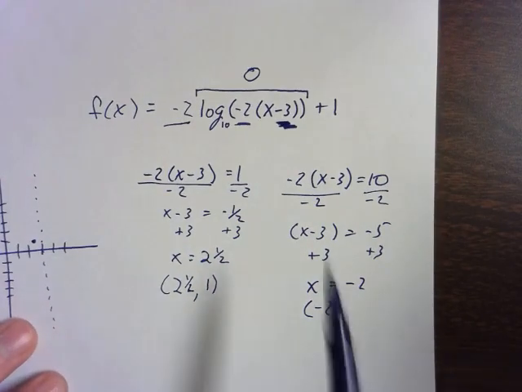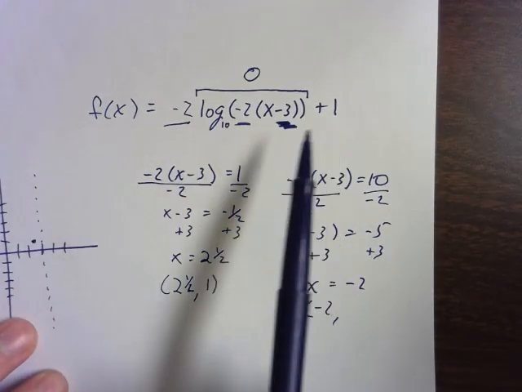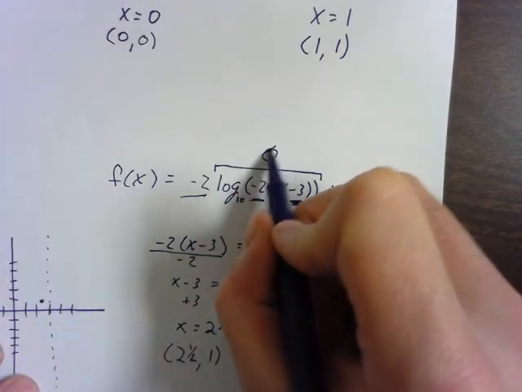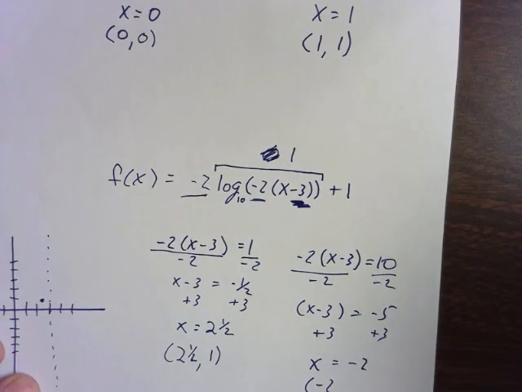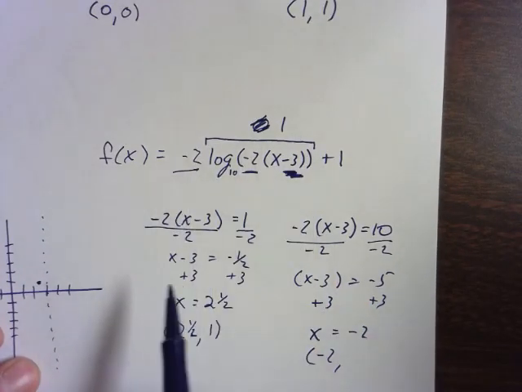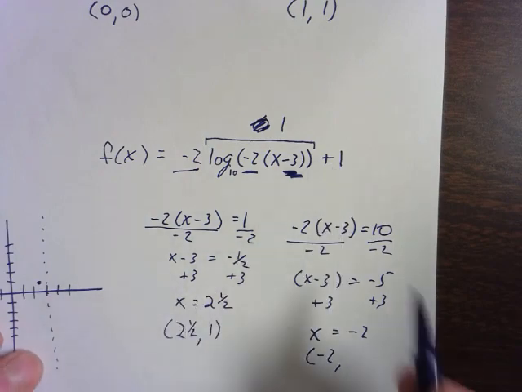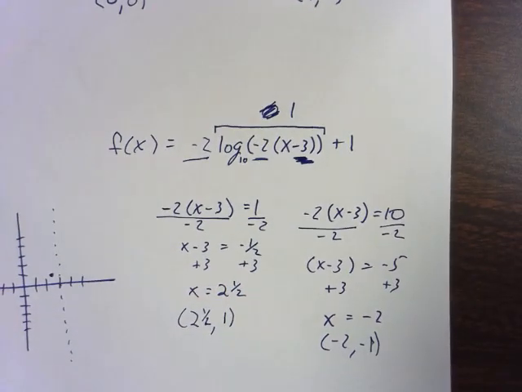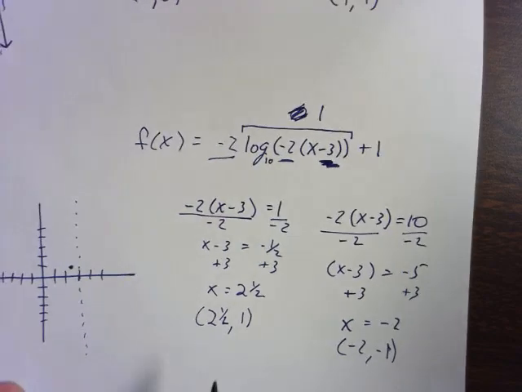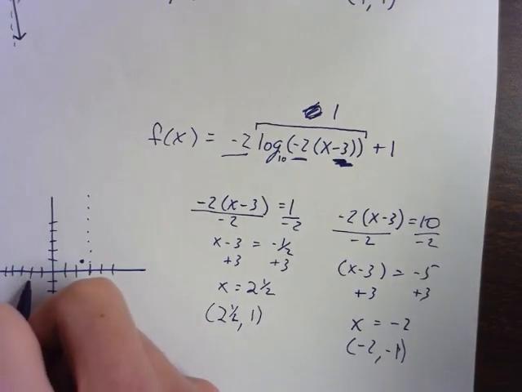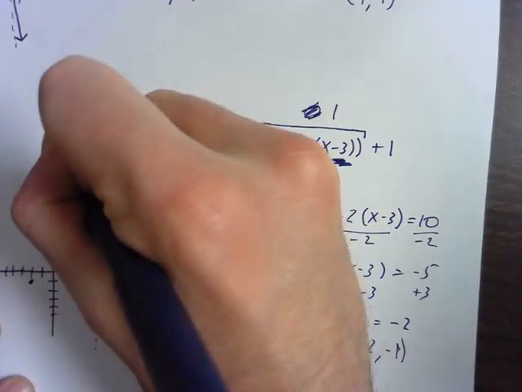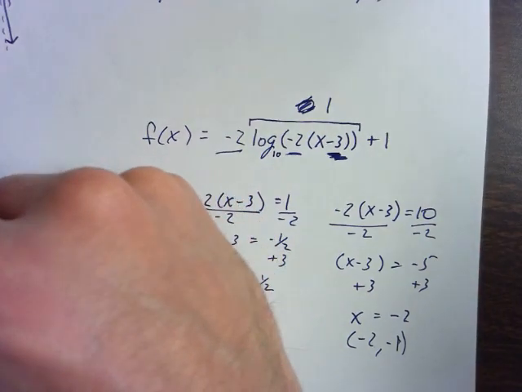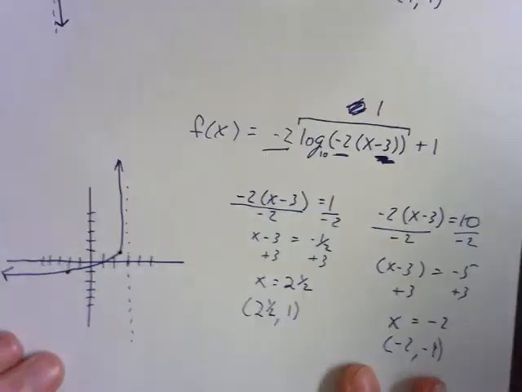That's the first half of my ordered pair. And then remember, 10 to the first power equals 10, so my entire logarithm now equals 1. And 1 times negative 2 is negative 2, plus 1 is negative 1. So I have my other point at negative 2, negative 1. One asymptote and 2 points gives me plenty to graph my line.